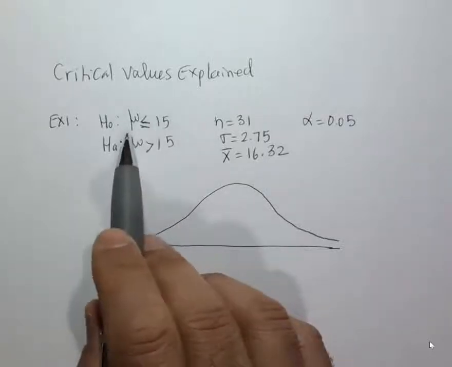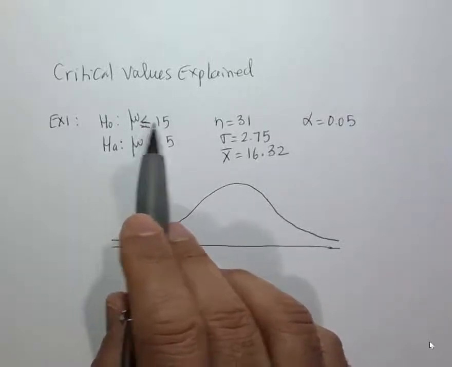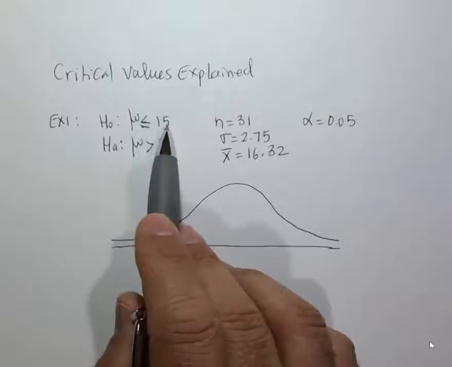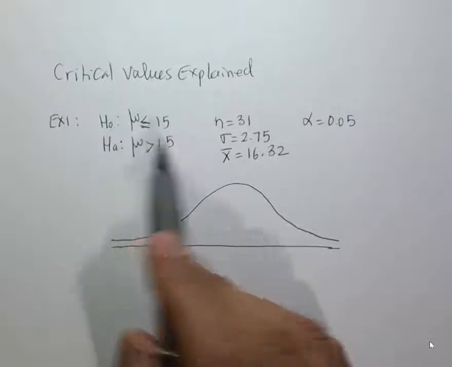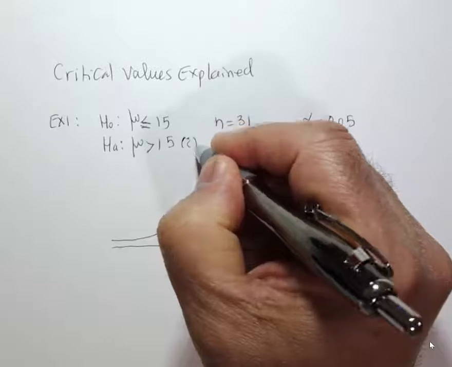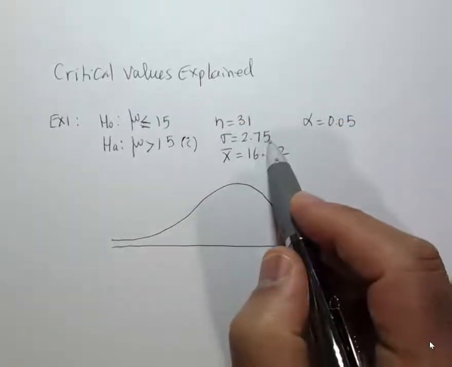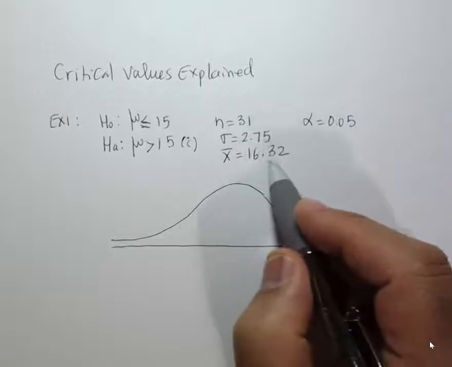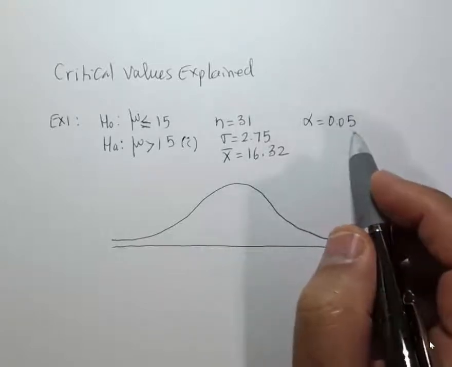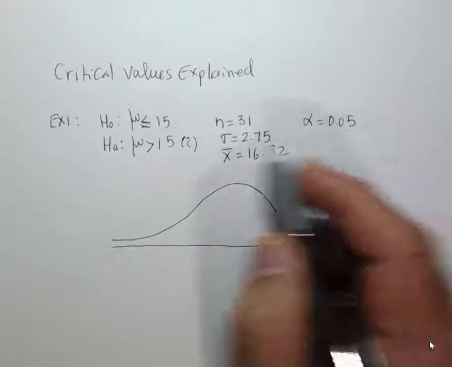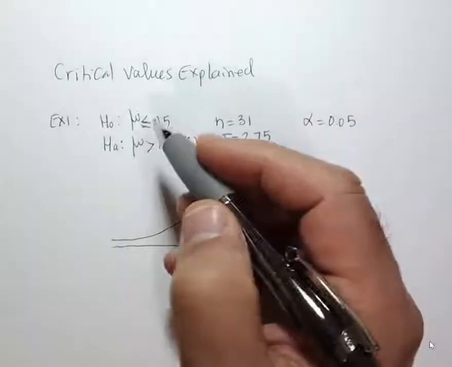I just made up an example. So let's say we have this example: H0: mu less than or equal to 15, and the alternative Ha: mu greater than 15. This is the claim. N is 31, sigma is 2.75, population standard deviation, x bar is 16.32, and alpha equals 0.05. So this is the first step. We state the null and the alternative.